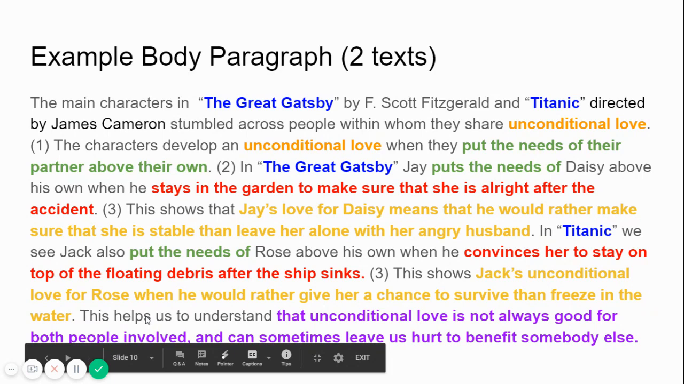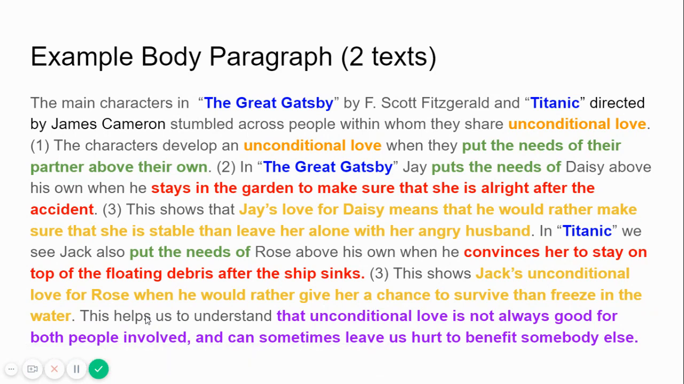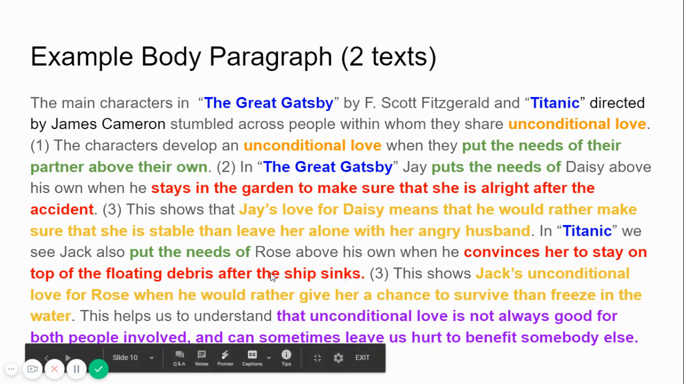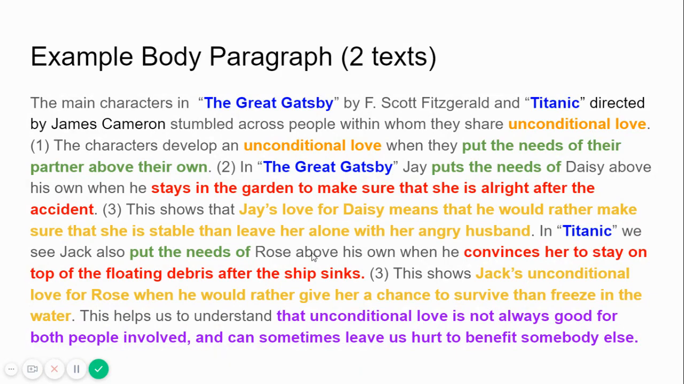Then you've obviously got your link that closes off your paragraph, and this link you can use as a generalization between your two texts. This helps us to understand that unconditional love is not always good for people involved. Both people involved can sometimes leave us hurt to benefit somebody else. So hopefully that's going to give you guys an idea as to how you can structure the paragraphs that you're writing, and also the types of information that you need to include when you are completing your connections essays. Good luck, team.